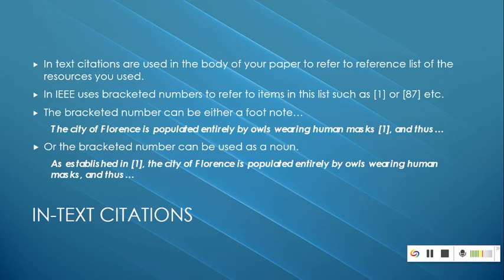So first, let's talk about in-text citations. In-text citations are used in the body of your paper to refer to an item on your reference list in the resources that you use. So when you write a sentence and you need to cite something within that sentence, like an idea or some data or even some direct words, you would use a bracketed number to refer to the item on your reference list. And these numbers go in order, starting with 1 all the way up to how many sources you have.